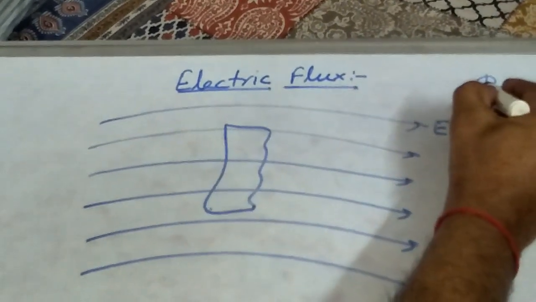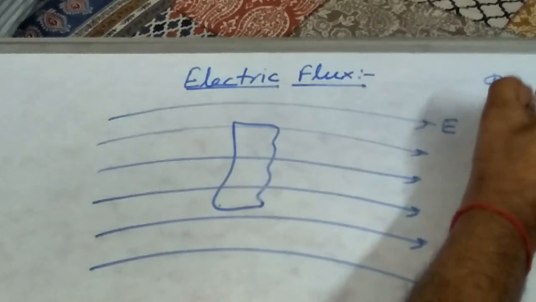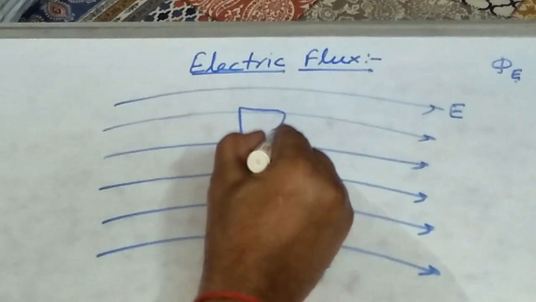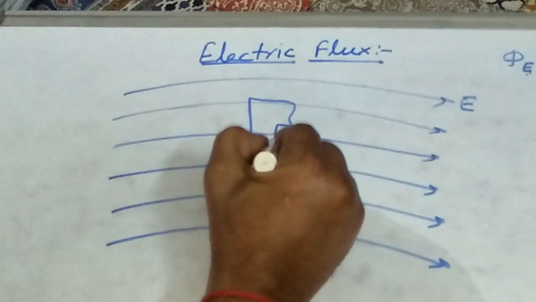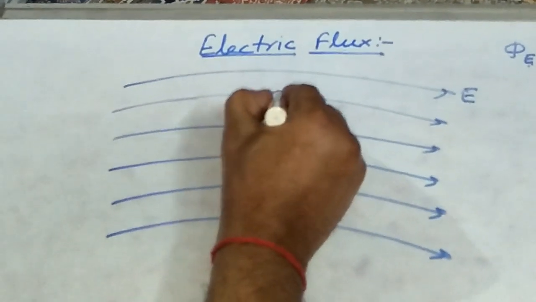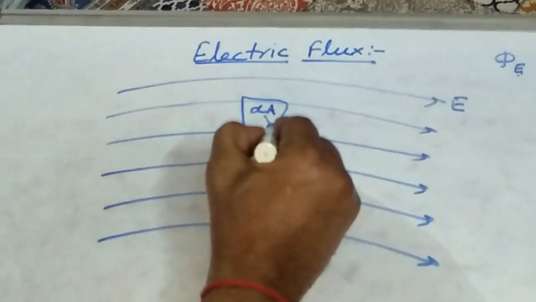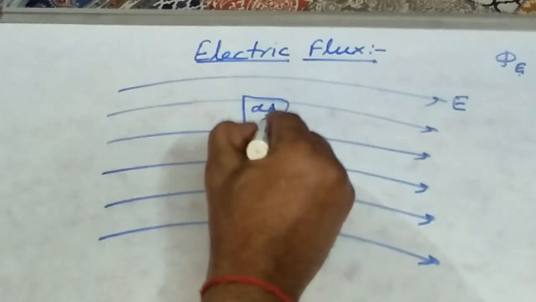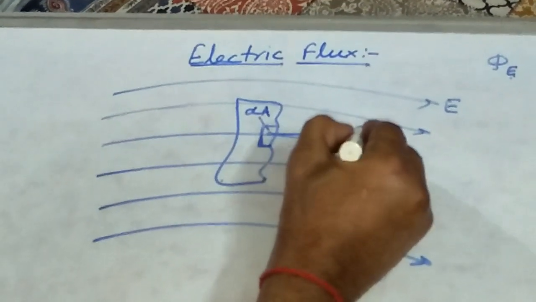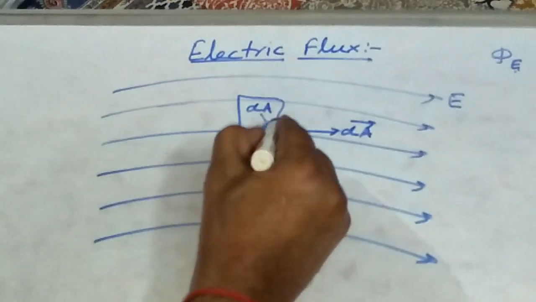So phi is used for flux. If E is here, then this one is electric flux. And if you consider a small area on this surface, suppose this small area is dA, its area vector for this small area is along this one, which is always perpendicular to this small area element.